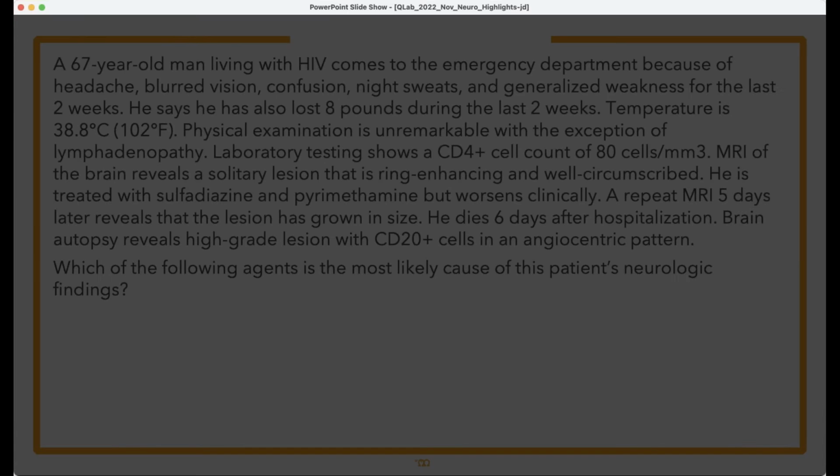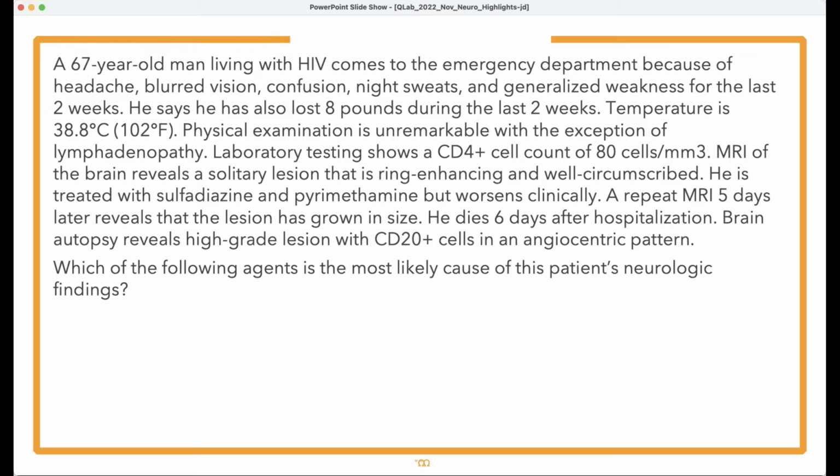And again, you'll see that all of the answer choices are covered up. And we'll start with that lead-in. Which of the following agents is the most likely cause of this patient's neurologic findings? Think about what kind of information you're going to look to extract from the vignette as we read that.